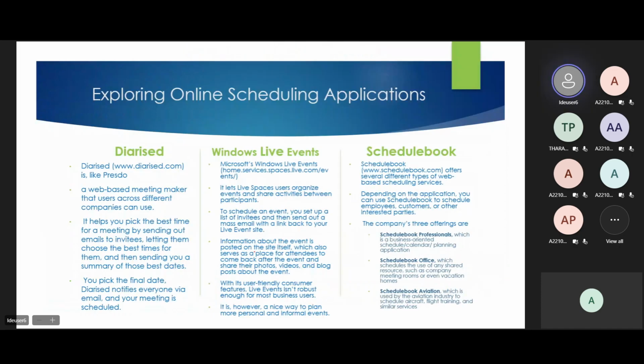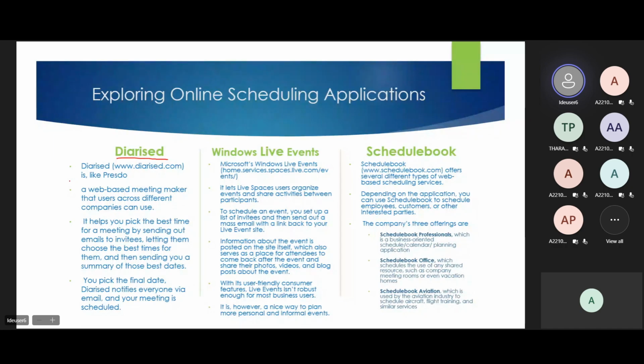And next scheduling application is Diaryist. Next one is Windows Live Events, and then Schedule Book. So first, Diaryist. It's the same as Presto, and it is also used to create a meeting.